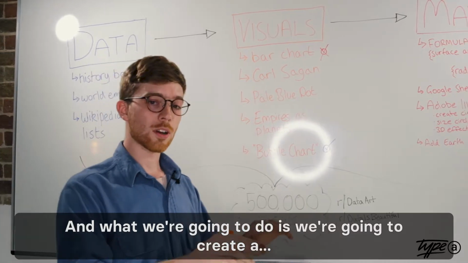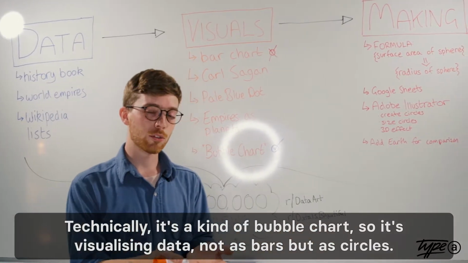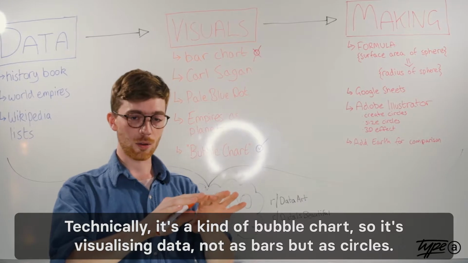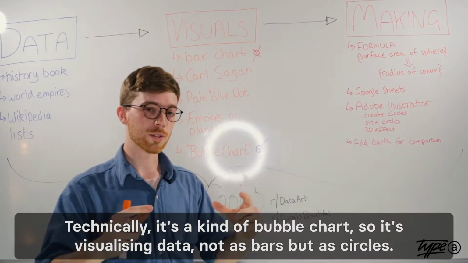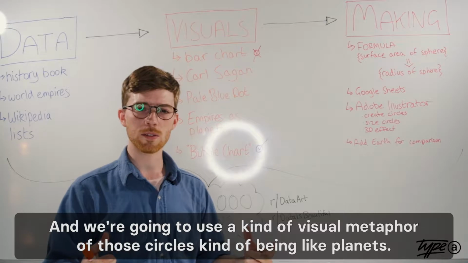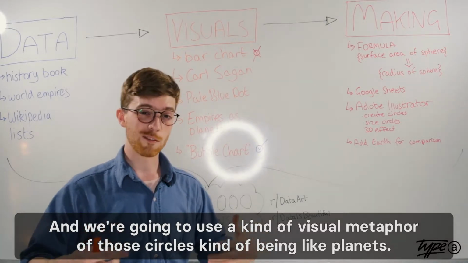And what we're going to do is create, technically, a kind of bubble chart, so it's visualizing data not as bars but as circles. And we're going to use a kind of visual metaphor of those circles being like planets.